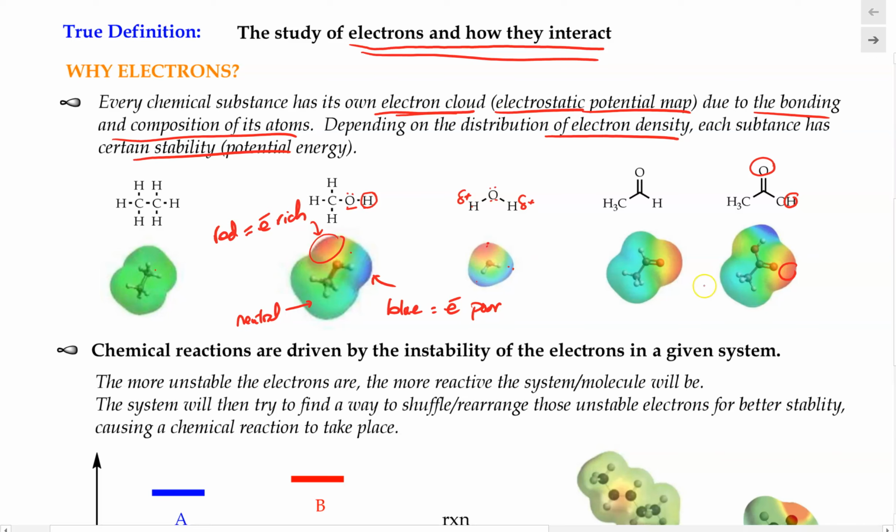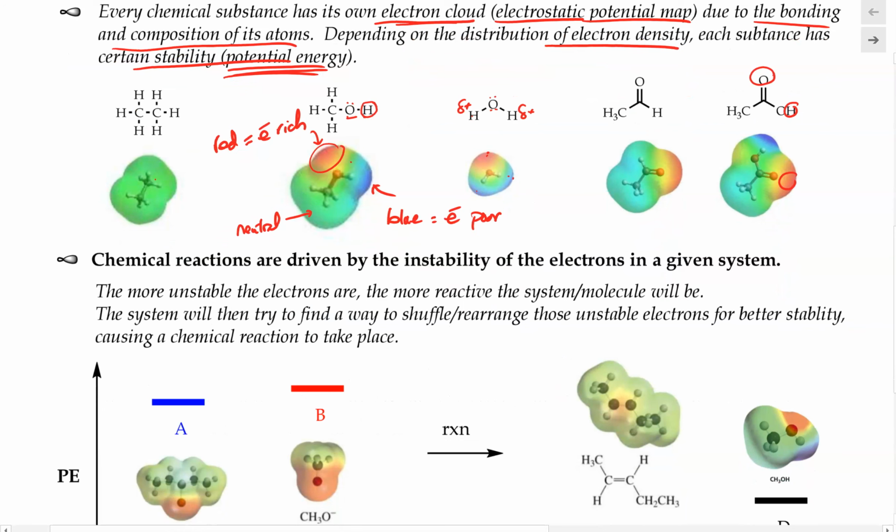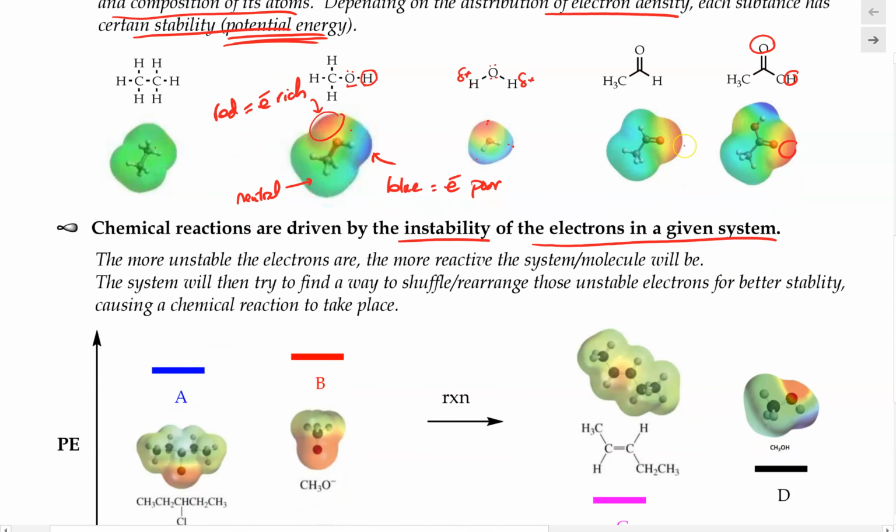And each electron, depending on its distribution, has a certain stability to it. Whenever we mention stability, we often think of potential energy. The higher the potential energy of the electron or the electron system, the more reactive it will be. So chemical reactions are driven by the instability of the electrons in a given system, because every substance has its own electron cloud or electron system.